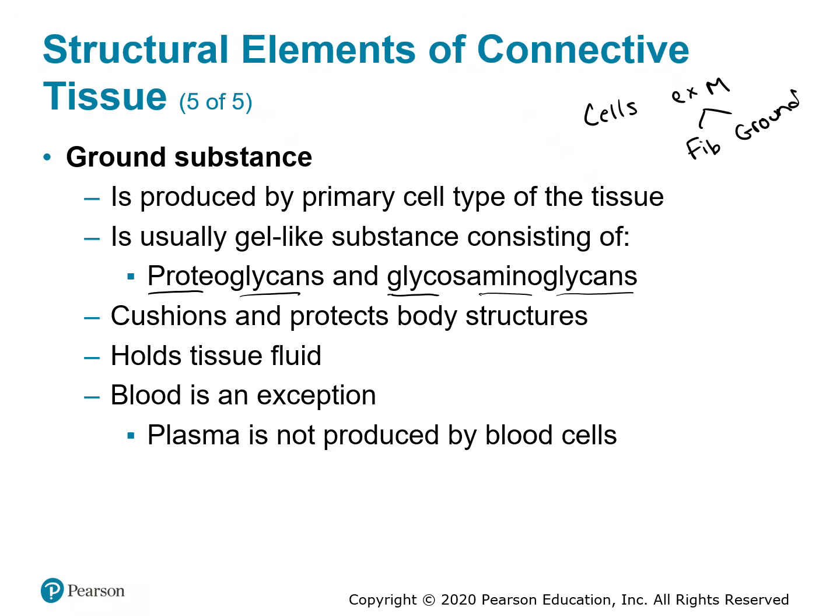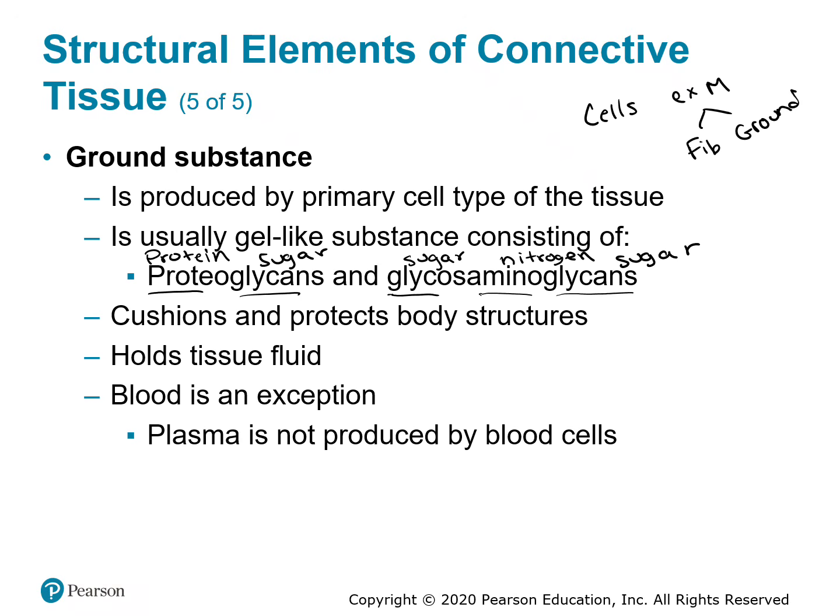glycosaminoglycans. That just means nitrogen sugars. This one is just protein sugar. Okay? So we have nitrogen sugars, and we have protein sugar. Just different types of, for lack of a better word, nutrients for either the cells or the surrounding tissues.